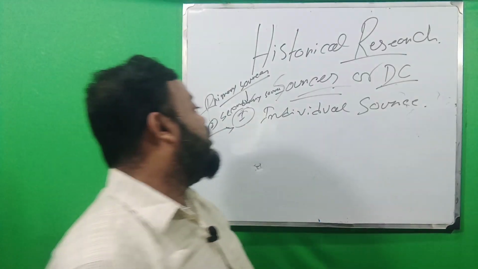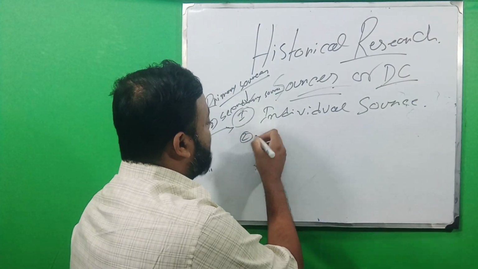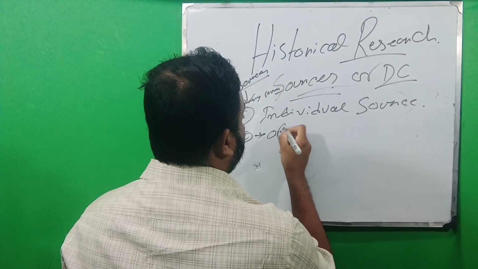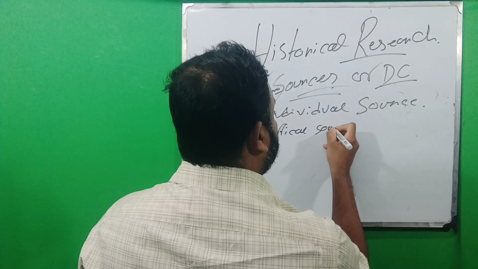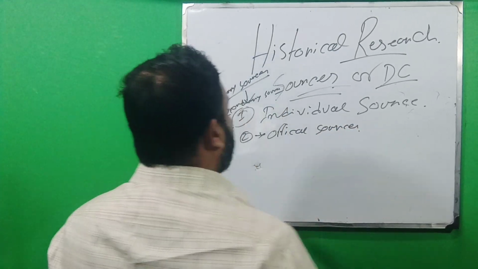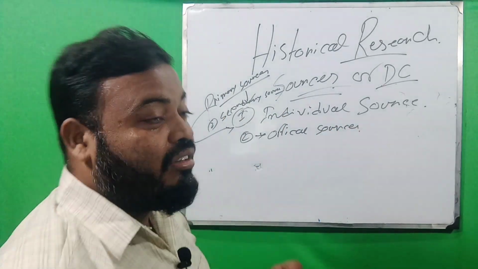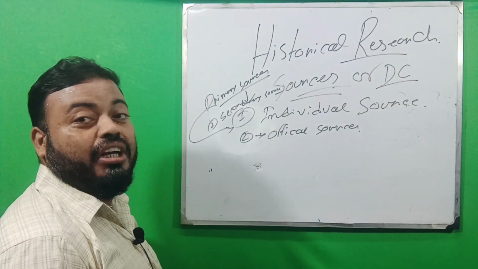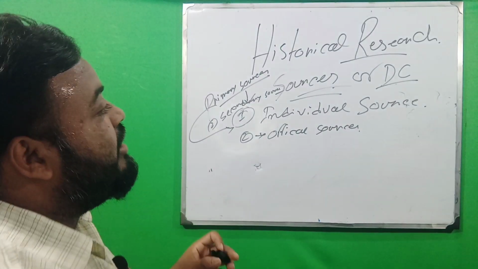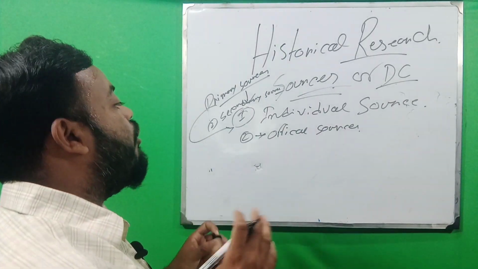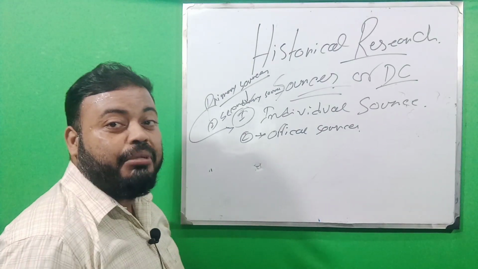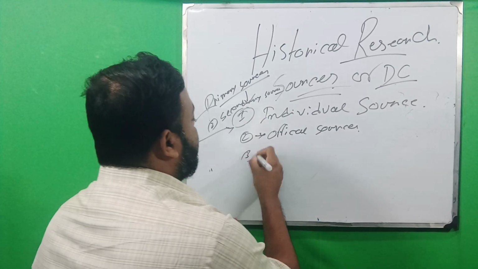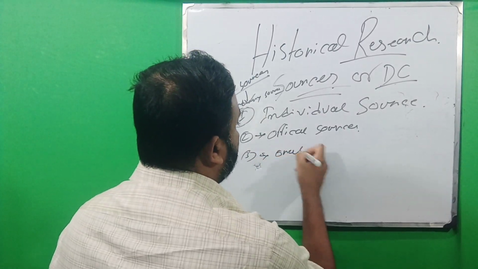Next, number two source is official source. Here you can notice that this official source is based on when the researcher collects some data from the official background or official perspective. That is the official source.